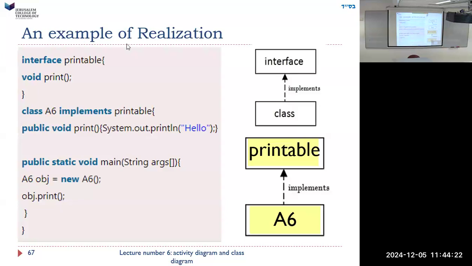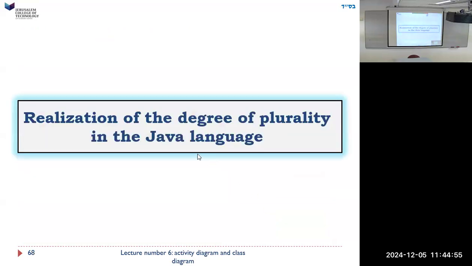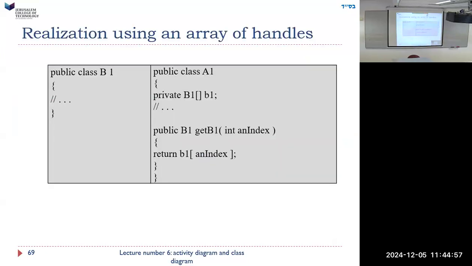Okay. An example of realization: we have an interface Printable, and you see here it has print, which is undefined. And then A6 implements Printable, and we have to define print as Printable. And now in the main, I can create an object of this type and call print. Interface implements, this is the relationship: the class implements the interface. Printable is implemented by A6. Realizations of the degree of plurality in the Java language.